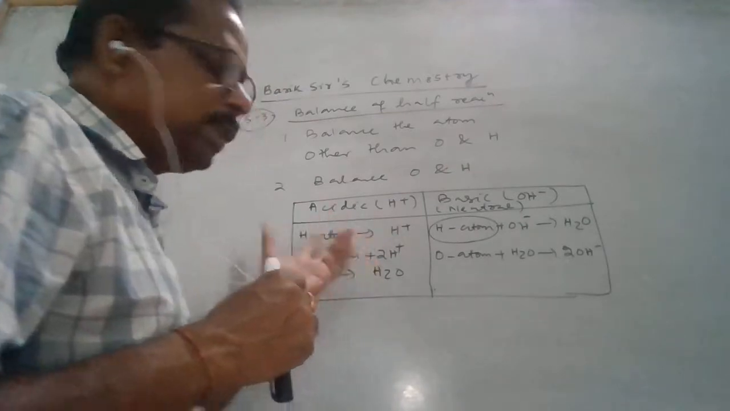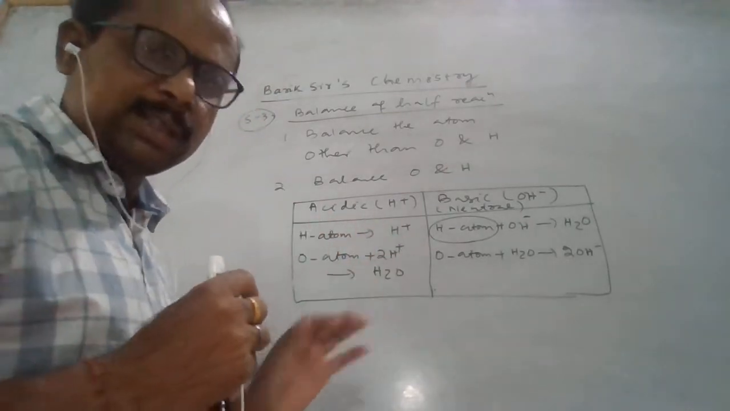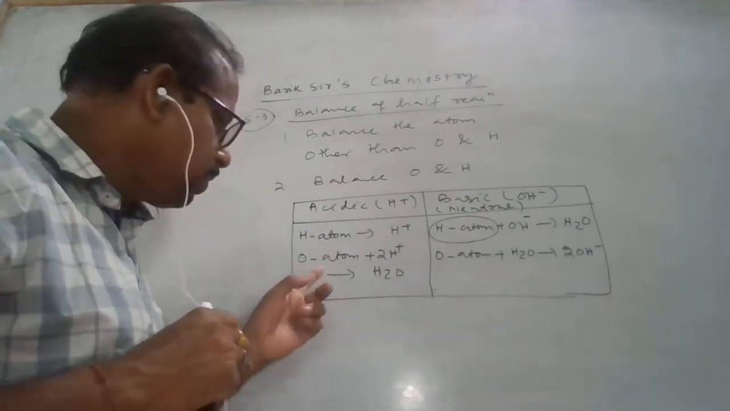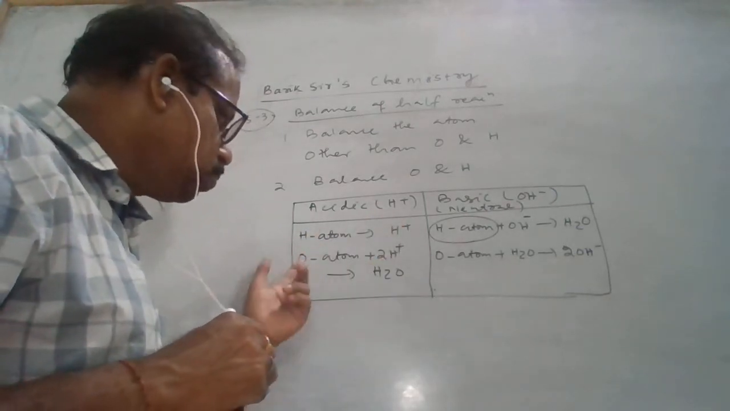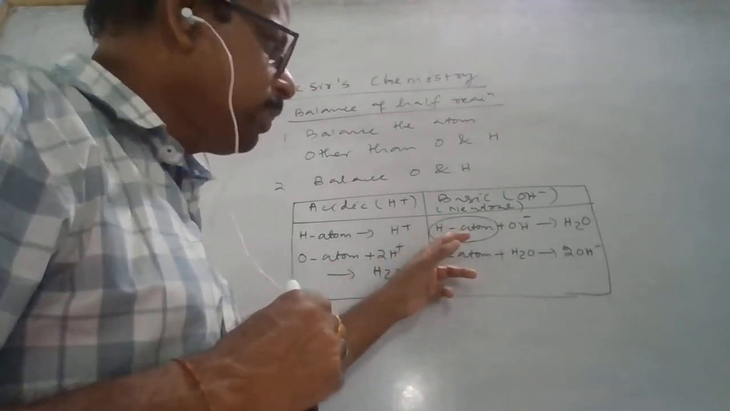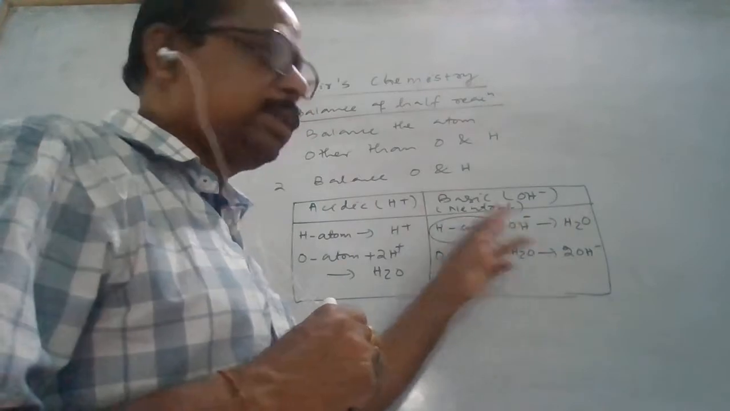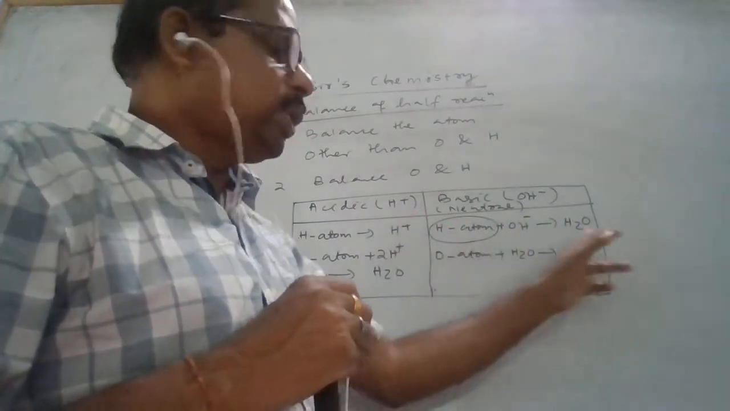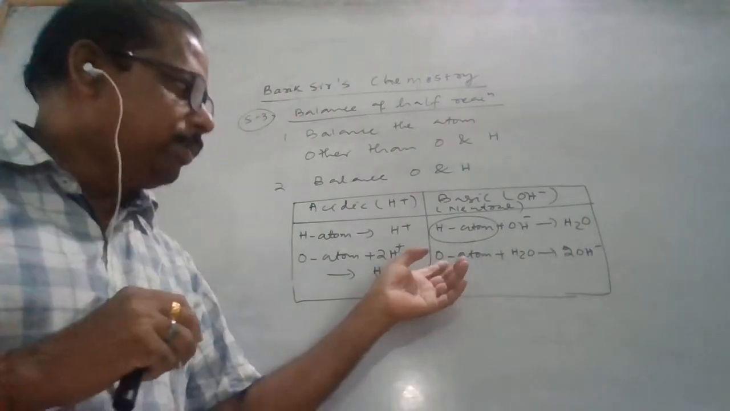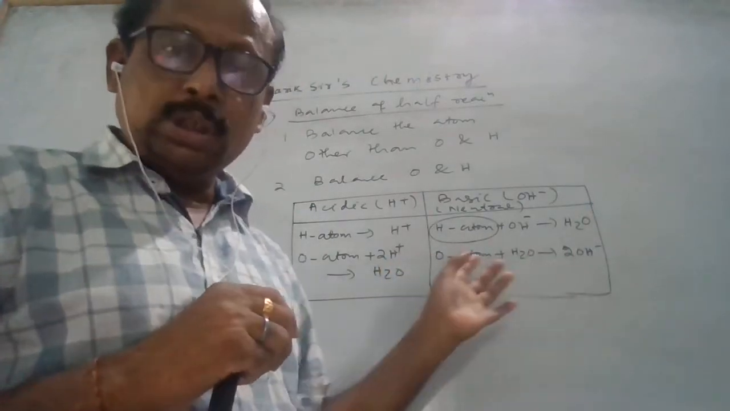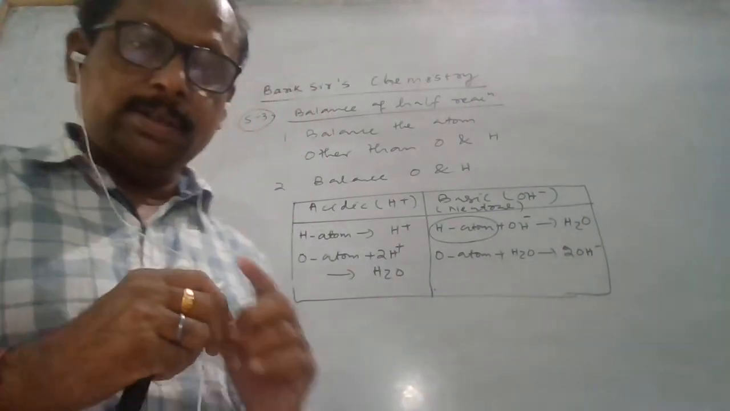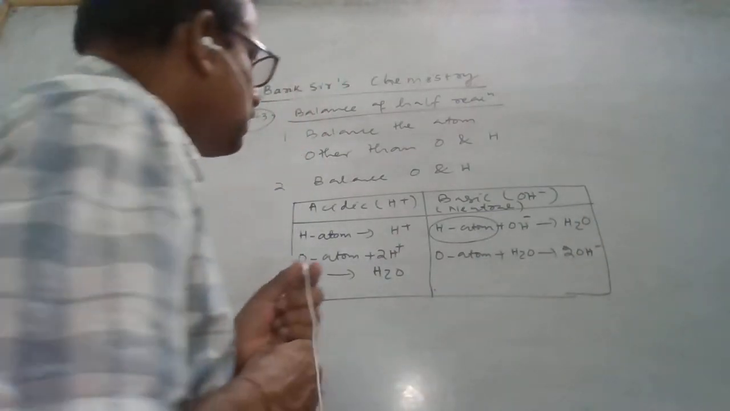You see, all things are on the basis of the hit and trial balancing method. Hydrogen, if it is more, 1H plus for one hydrogen. If oxygen is more, 2H plus and one H2O. If the hydrogen atom is more in alkaline or neutral medium, then OH minus ion to the same side and H2O to the opposite side. If the oxygen atom is more on this side, it is one H2O to the same side and 2 OH minus ion to the other side. This is the very important step.